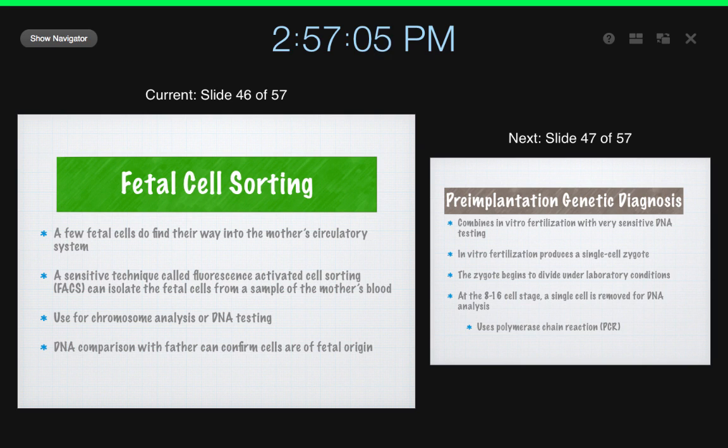You can get the fetal cells, especially if you're doing DNA comparisons. You can use the father to help determine that these cells are in fact of fetal origin. And so this is getting better in terms of being able to do this type of analysis without the more invasive techniques of CVS and amniocentesis.